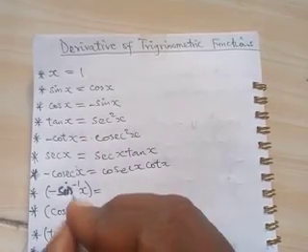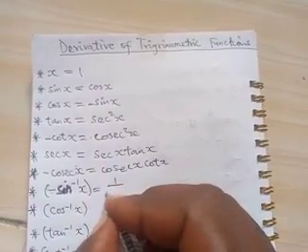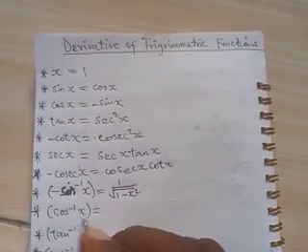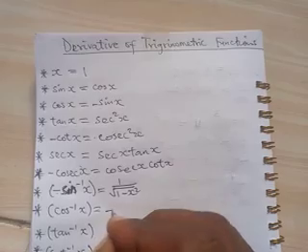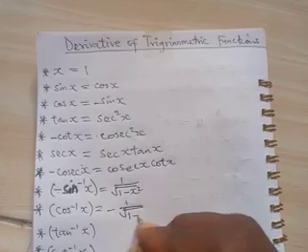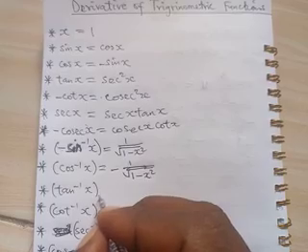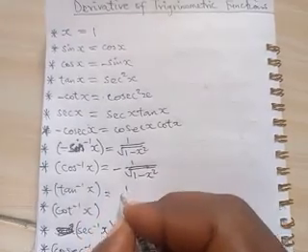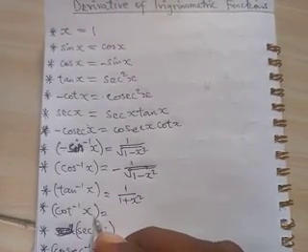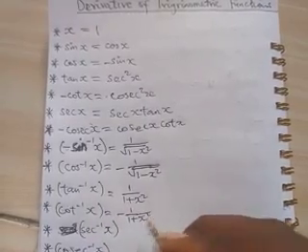Whenever we differentiate sine inverse of x, we're going to get 1 over root 1 minus x squared. Whenever we differentiate cos inverse of x, we're going to get negative 1 over square root 1 minus x squared. Whenever we differentiate tan inverse of x, we're going to get 1 over 1 plus x squared, and so on. Whenever we differentiate cot inverse of x, we're going to get negative 1 over 1 plus x squared as well.